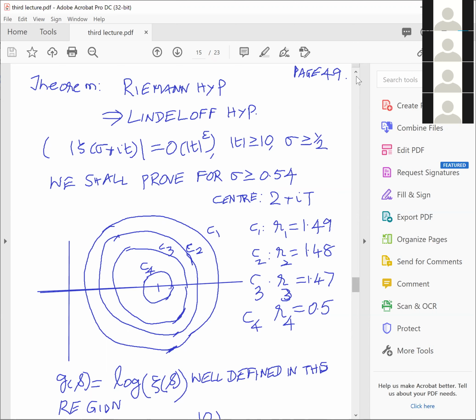The first thing you have to observe is that the function logarithm of zeta s is well defined in this region because there are no zeros. I can define log zeta s on the real line and then do the analytic continuation from there. On the real line, of course, I can define log zeta s as a real number because zeta s is real on the real line, and then I can move it by analytic continuation.